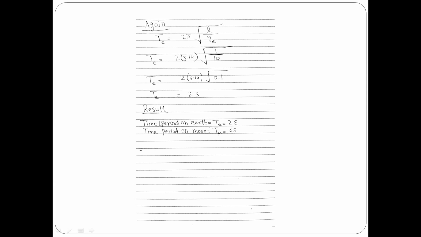So our result is: the time period on Earth, Te, is 2 seconds, and the time period on the moon, Tm, is 4 seconds. So we did numerical 10.1, 10.2 and 10.3.